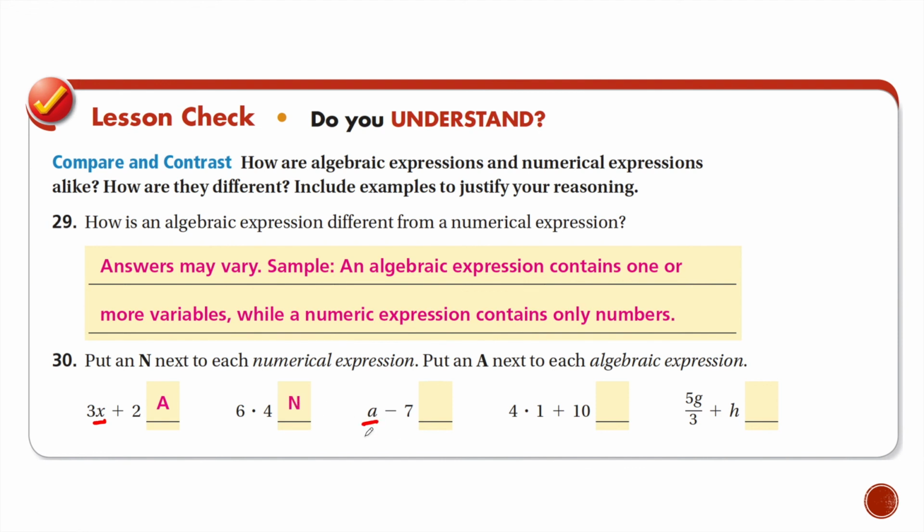We have an a minus 7, which means that this is going to be algebraic. 4 times 1 plus 10, no variable, numerical. Actually, for the next one, 5g divided by 3 plus h, we have 2 variables there, so that is absolutely algebraic.